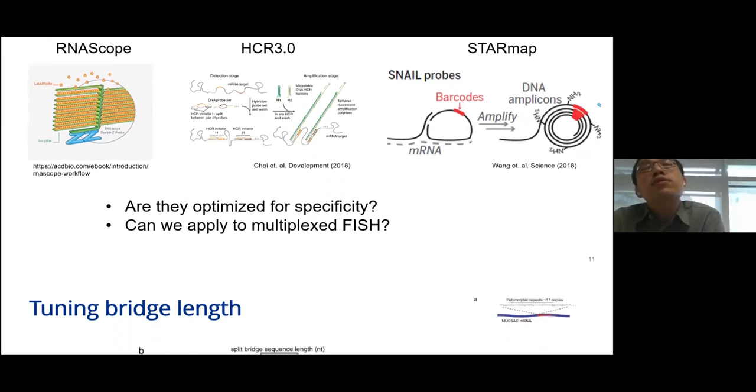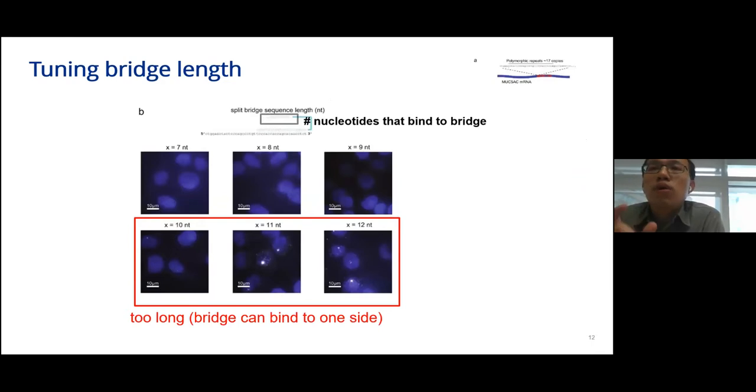The first thing we were thinking is that if we want the probe to be specific, then the unpaired probe has to produce no signal. If one probe by itself is present, it has to produce no signal. So we figured that this length here, the bridge length, has to be short, right? So we titrated it and we found that maybe 9 nucleotides is good. It doesn't produce a signal by itself.